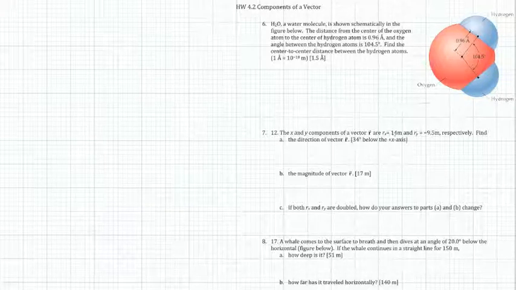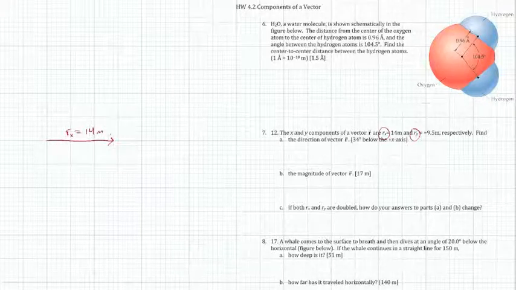So these two components are perpendicular to each other because one lies on the x-axis and the other one lies on the y-axis. So the x component of this vector is 14 meters. So 1, 2, 3, 4, 5, 6, 7, 8, 9, 10, 11, 12, 13, 14. Okay, Rx equals 14 meters. And the y component is negative 9.5 meters. So I'm going to go down here, 1, 2, 3, 4, 5, 6, 7, 8, 9, and a half right there. Ry equals negative 9.5 meters.